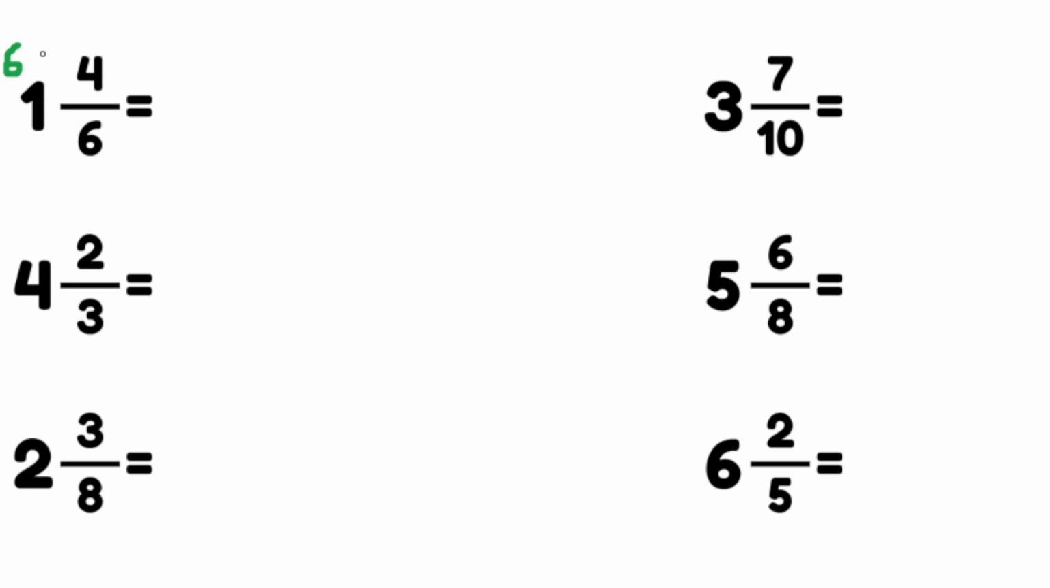and then you can remember your product plus your numerator. So I have 6 times 1 is 6, 6 plus 4 is going to give me 10. And then the final step, you just keep your original denominator, which is 6, so you have 10/6. Go ahead and see if you can pause here and try these on your own. Then when you unpause, you can check your answers.